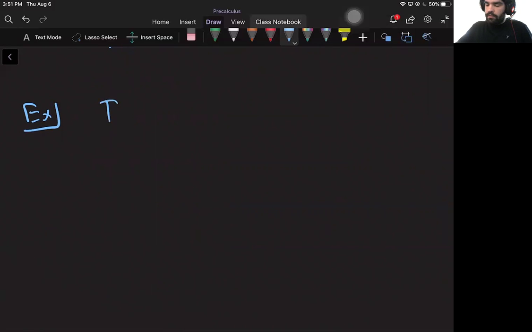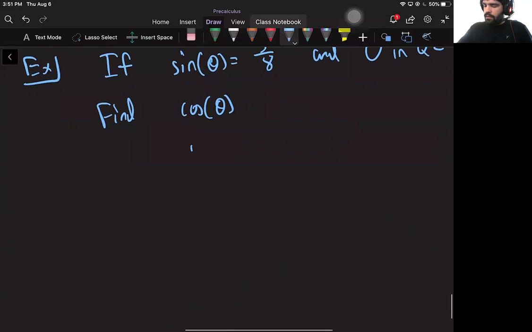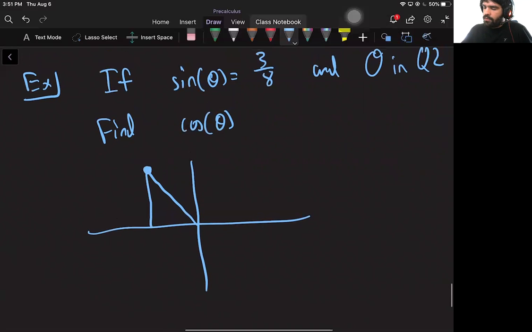So how about this one? If sine of theta is 3/8 and theta is in Q2, quadrant 2, find cosine theta. So again, same exact steps, but we can do it a little faster now. First step, draw theta in quadrant 2, draw it just however you want, and then label the triangle that it creates using the thing that's given to you.